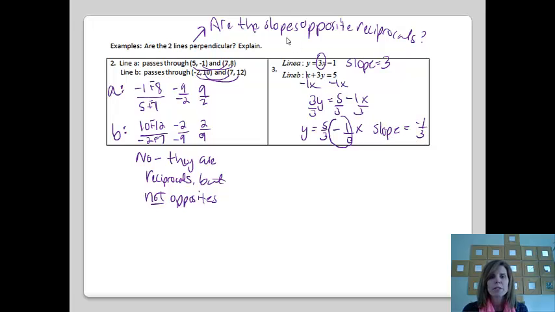So I'm going to ask myself the question, are the slopes opposite reciprocals? First of all, one is positive and one is negative, so they are opposites. And are they reciprocals? If I have 3 over 1, the flip of that would be 1 over 3. So yes, they are reciprocals. So yes, and then my reasoning would be they are opposite reciprocals of each other.